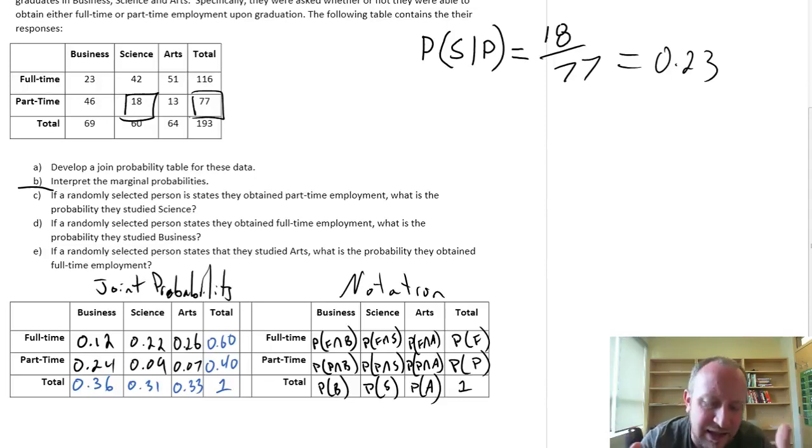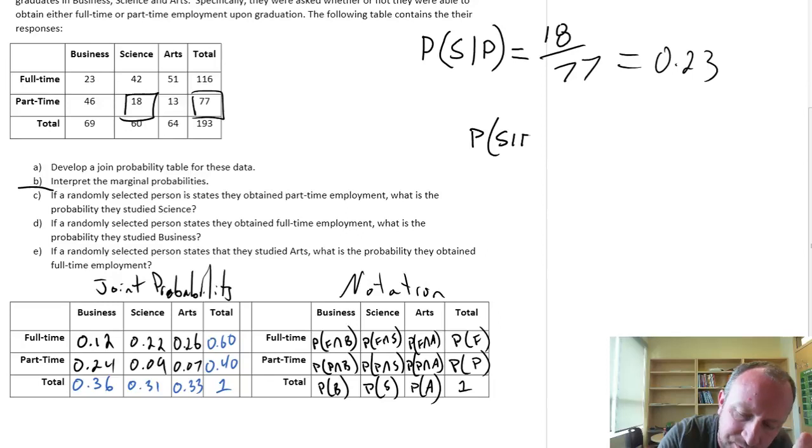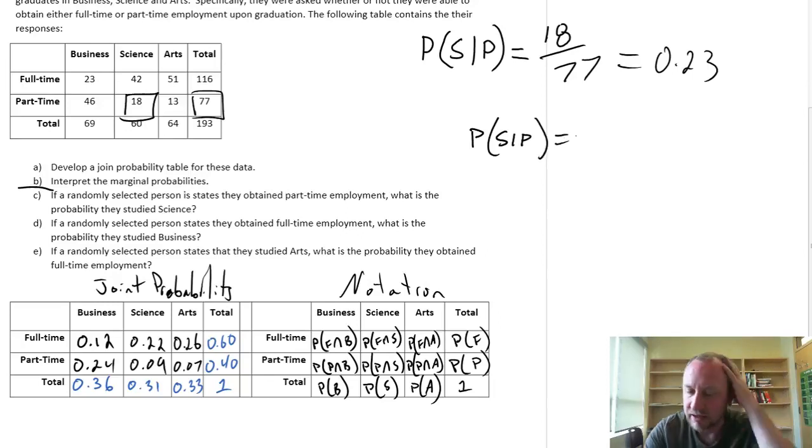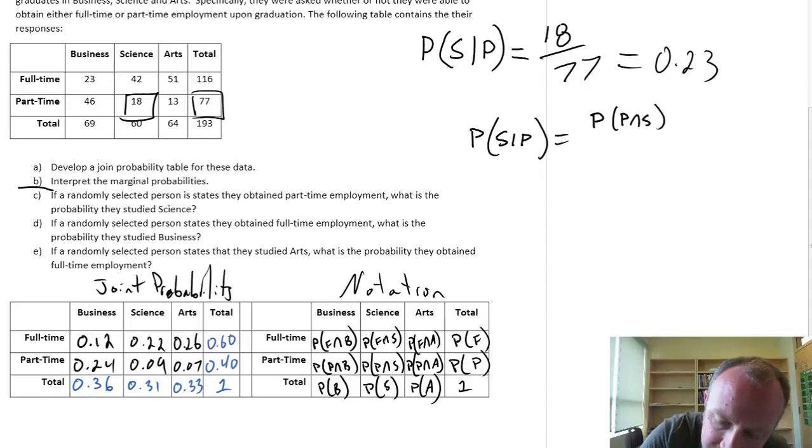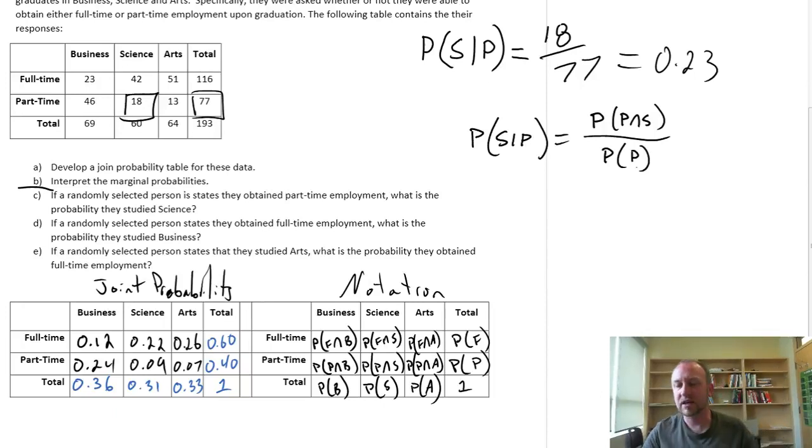Okay, that's uninteresting. Now, how do we get the probability using our joint probability table? Well, consider you go to your formula sheet, and you have something that probably looks something like this. That conditional probability is an intersection: the probability that they're part-time and studied science, divided by the probability that they are part-time. So how can I translate these two pieces of information? How can I reconcile what we're doing here?